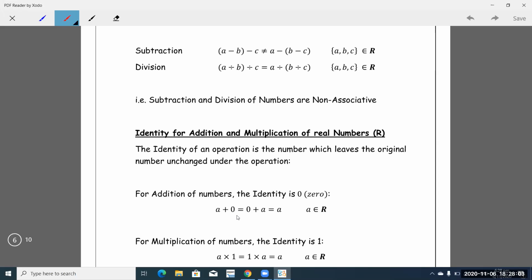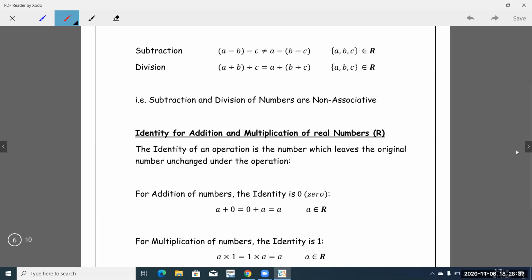Identity of an operation is the number which leaves the original number unchanged. Very good, very good. That's identity. So it leaves the number unchanged, and each operation has a different identity. So for addition, a plus 0 equals a, or 0 plus a equals a. And so we say 0 is the additive identity of any number. For any number, we just express it as some number a.